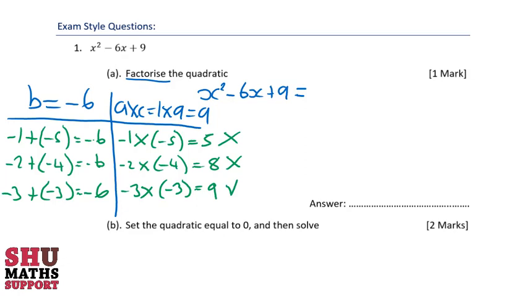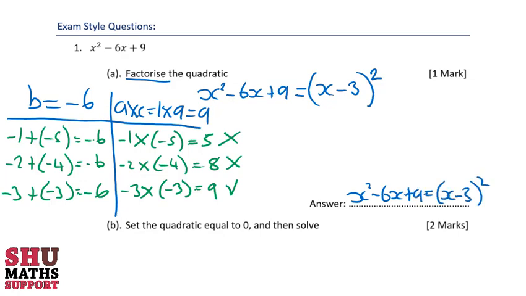So next we'll set up our brackets, so we have x minus 3 squared. In this case we don't need to make it equal to 0, it's just asking us to factorise it, and the original expression wasn't equal to 0. So it's okay just to put x squared minus 6x plus 9 is equal to x minus 3 squared, and that will be our final answer.